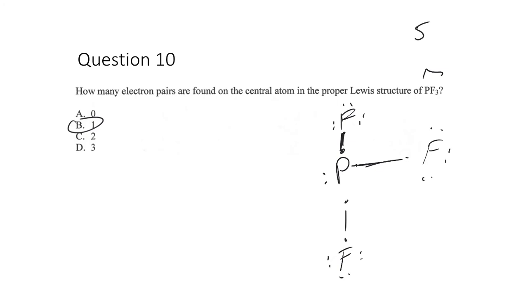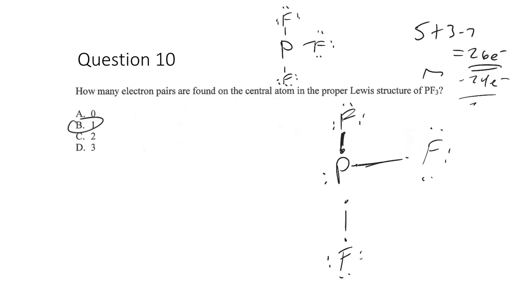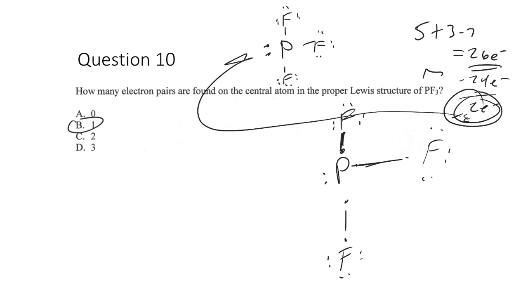You take the valence count of phosphorus, 5, plus 3 times 7 for the fluorines. It's 26 total electrons we need to distribute. So we take phosphorus, single bond the fluorines, give them an octet first, and then count the electrons used. That's 24 electrons so far. The 2 electrons left over are placed on the central atom. So anytime you have electrons left over, they go onto the central atom.